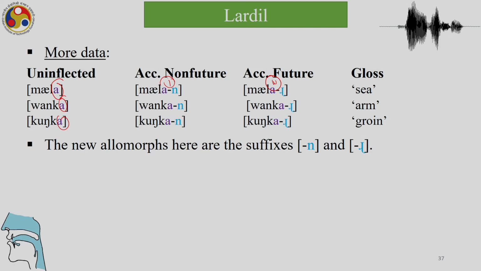So we have now, as you remember from your English data where we discussed allomorphs, allomorphs in Lardil. So we have in versus na, and r and just a r. So we have these two allomorphs. For the accusative non-future and accusative future, we have these two allomorphs.